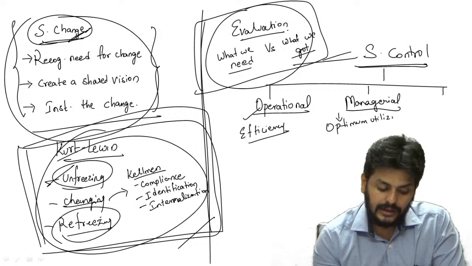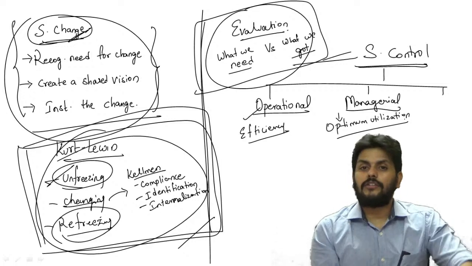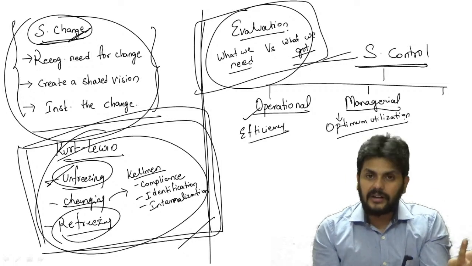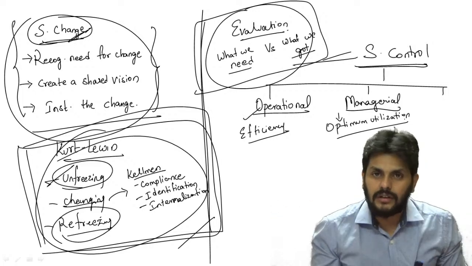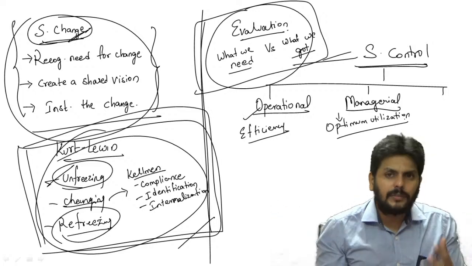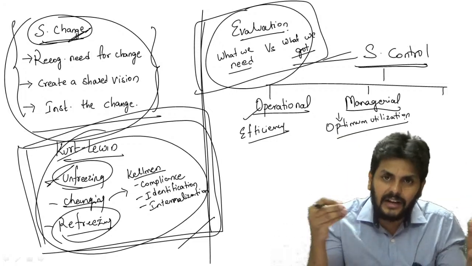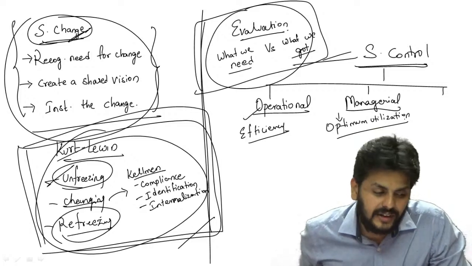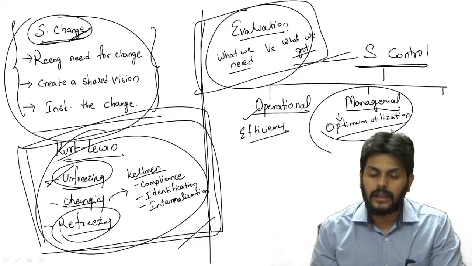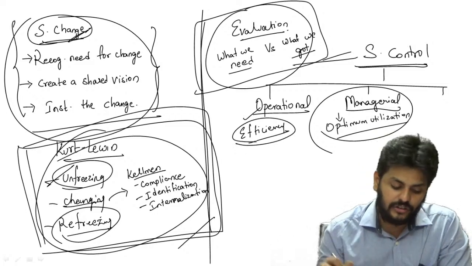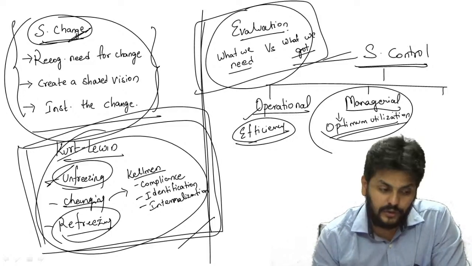What do you mean by optimum utilization? We have limited resources. We have so many requirements. We have to match them in such a way that the management is putting up people who can do this effectively. That matching part, that's what is called the managerial control. Operational control talks about efficiency. Managerial control talks about optimum utilization of resources.